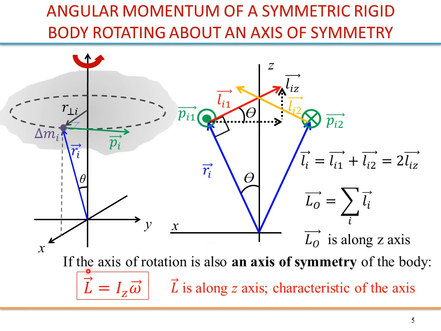So we have the same result, except that this time we can write it as a vector equation, because L is along the z-axis. And omega is along the z-axis because omega represents the rotation, the angular velocity, as a vector. Okay, so this is for a symmetric body rotating along an axis of symmetry, and I here is about that axis.